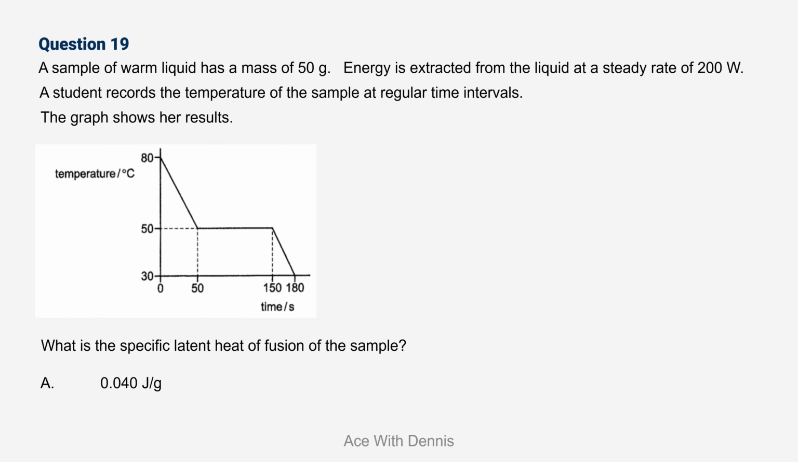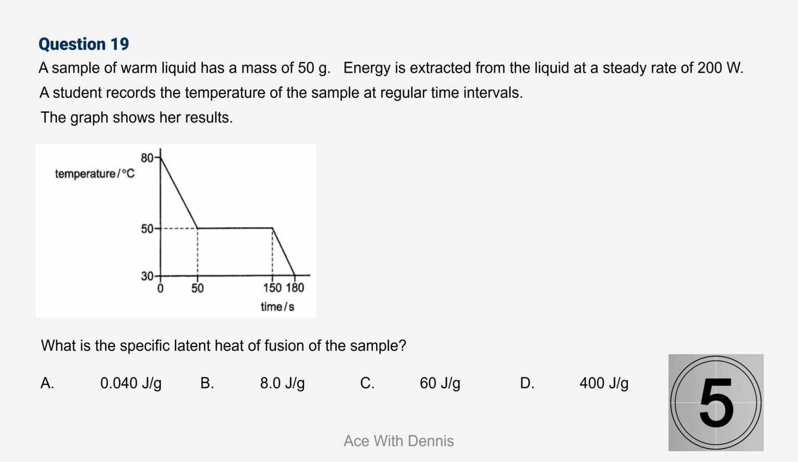A. 0.040 joules per gram. B. 8.0 joules per gram. C. 60 joules per gram. Or D. 400 joules per gram. The answer is D, 400 joules per gram.